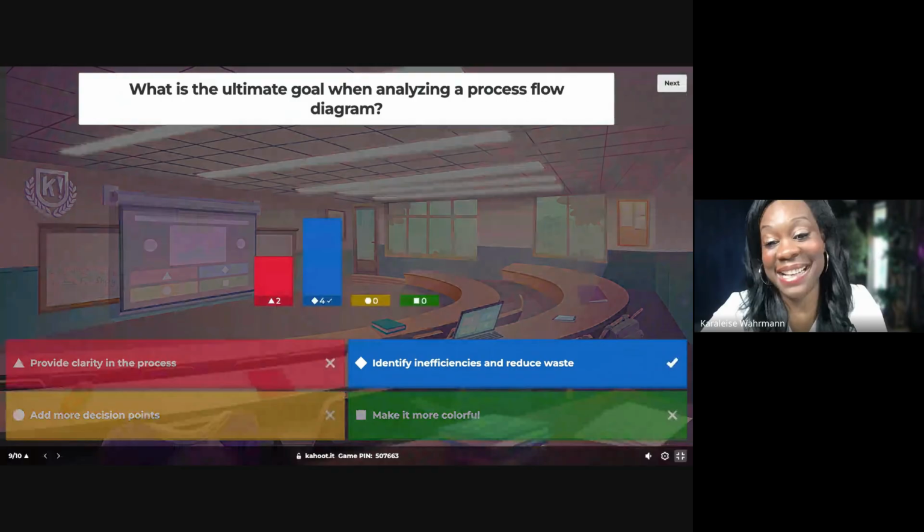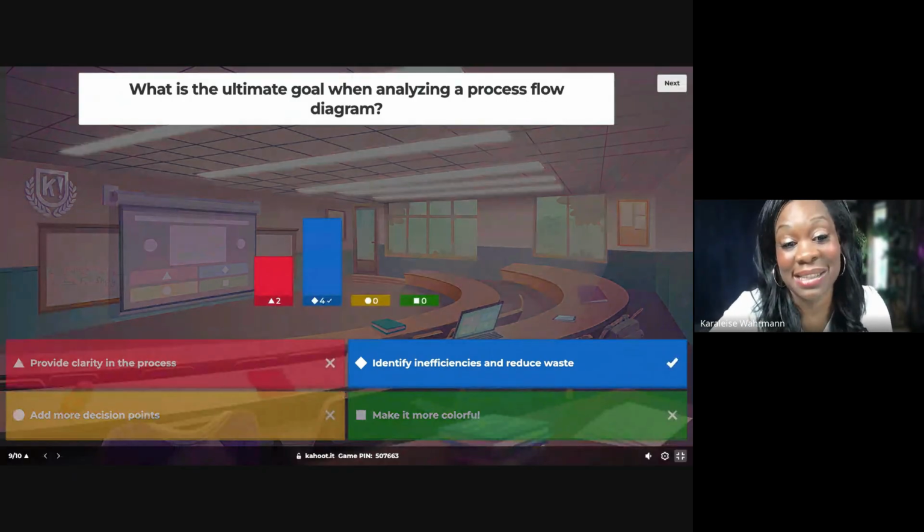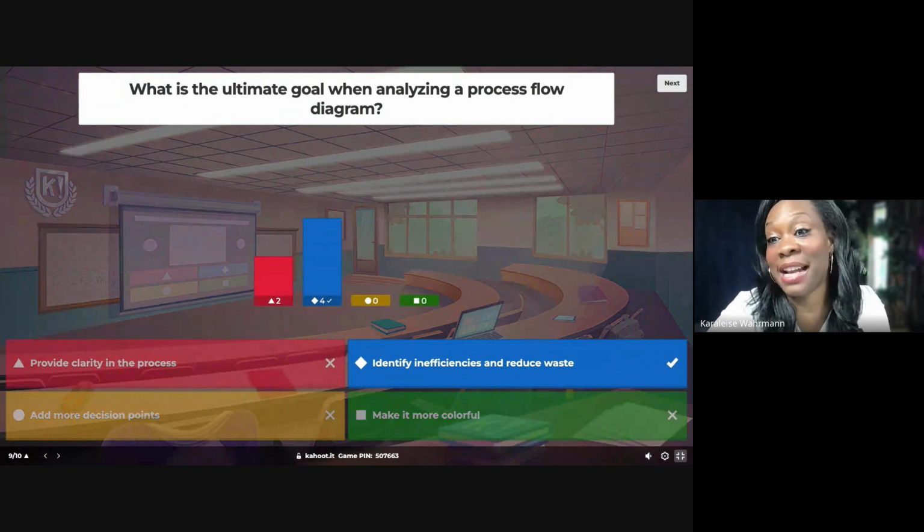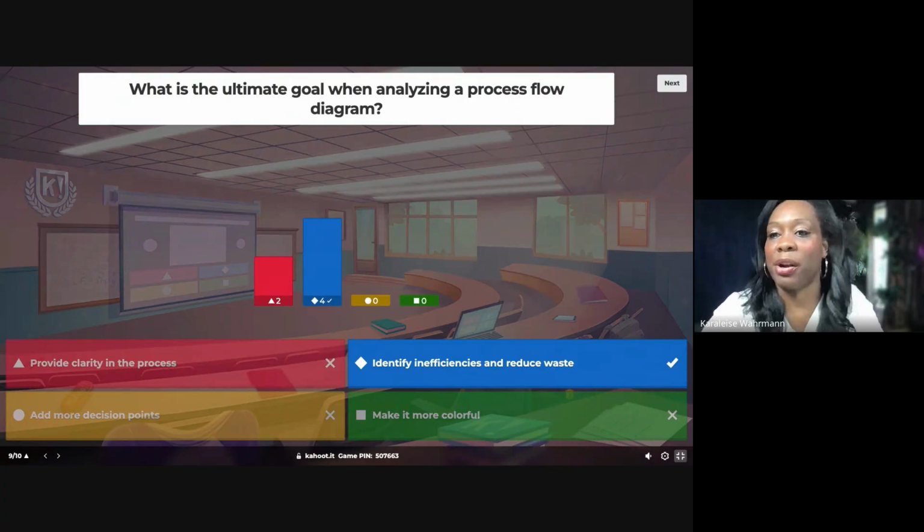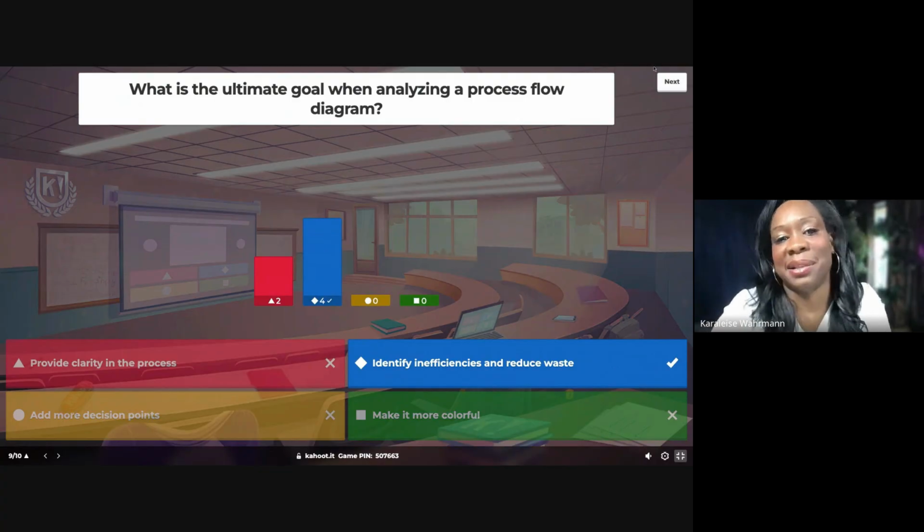It's to identify inefficiencies and reduce waste. Ultimately, that's what we want. So yes, providing clarity in the process is a good goal. But even if we provide clarity to our inefficient process, we're not really achieving much, right? We want to identify where this process can be improved and where we can reduce waste and make it more efficient. So that's the most important thing. The clarity is a byproduct of that. So it's secondary.